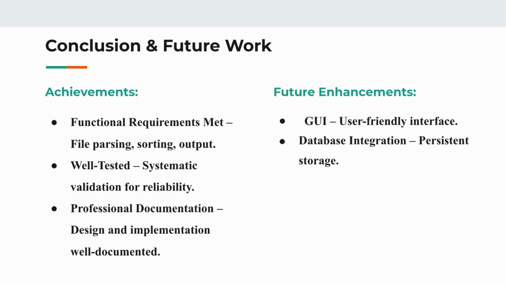What we've built is a solid working system that meets all the requirements, with clean code that's easy to understand and improve. The object-oriented design means we can easily add new features later. For example, our next steps could be creating a simple interface so users don't need to work with files directly, or connecting to a database for better data storage. The foundations we've built makes these kinds of upgrades easier to implement when needed.